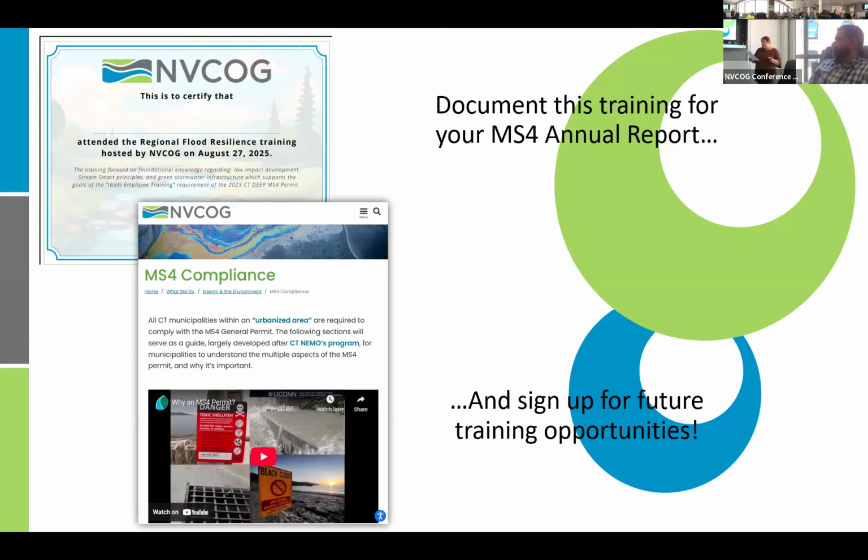Okay, so before we get to the meat and potatoes, we wanted to give you a quick note about this event. Most towns in our region are required to comply with the Municipal Separate Storm Sewer System Permit, or MS4. I'm sure many of you know that well. MS4 requires annual training of staff on various stormwater topics, and today can be documented in your annual report as part of that required training. As long as you've signed in on the sheet and we have your email, we're going to follow up with a certificate of attendance that you can use and attach to your report.